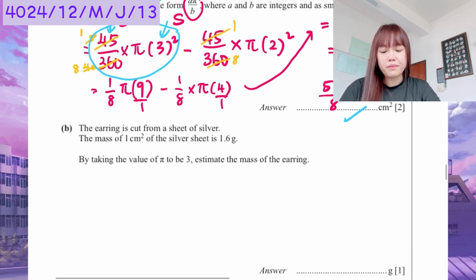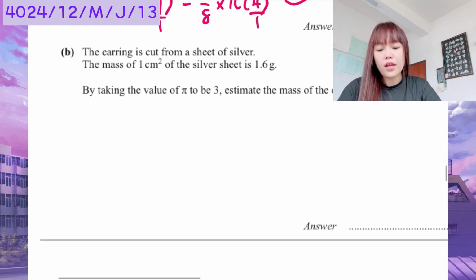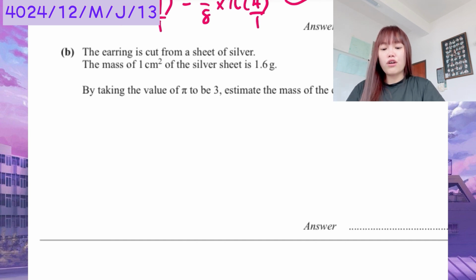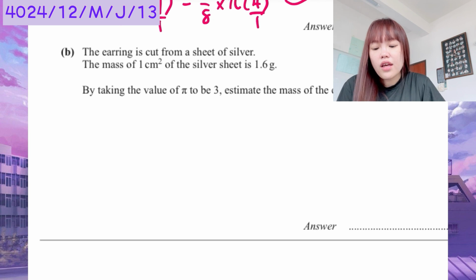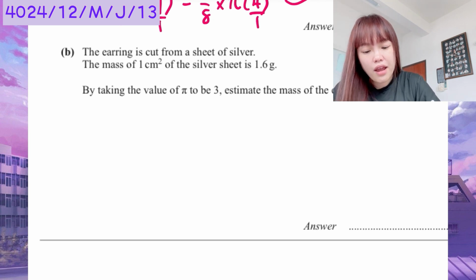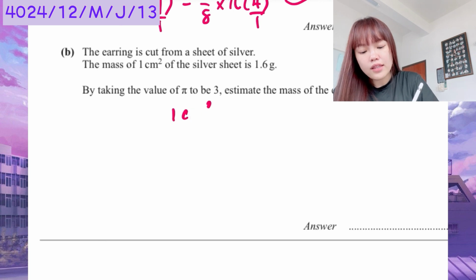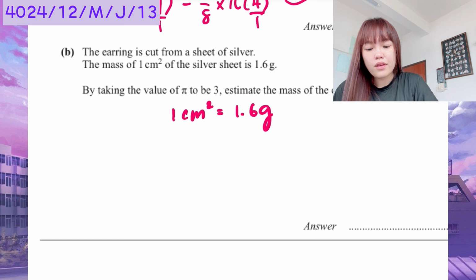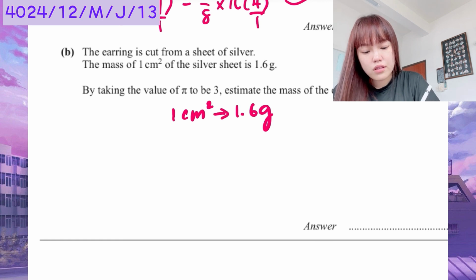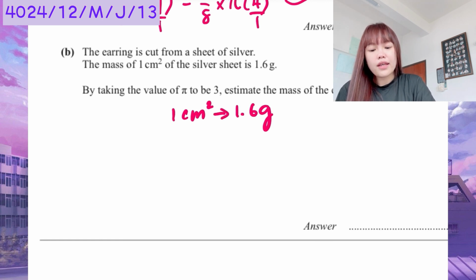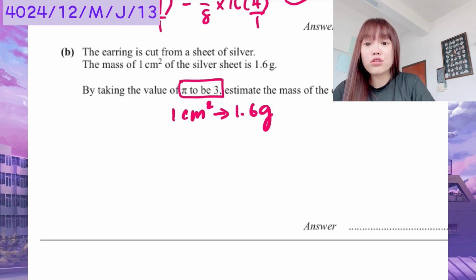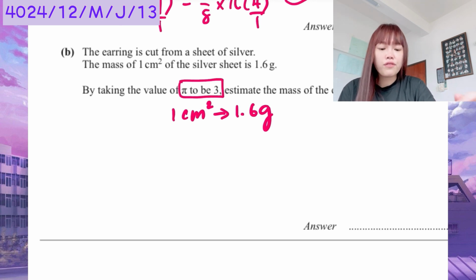Okay, part B. The earring is cut from a sheet of silver. Okay, it's coming from silver. The mass of 1 centimeter square of the silver is 1.6 gram. By taking the value of pi to be 3, so your pi, let it be 3, okay? Estimate the mass of the earring.